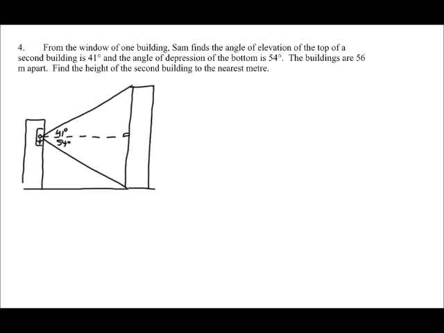Okay? And it tells us the buildings are 56 meters apart. So, if this distance is 56 meters, what also is 56 meters? The horizontal in between here. Okay? Find the height of the second building. So what are you going to have to do here?